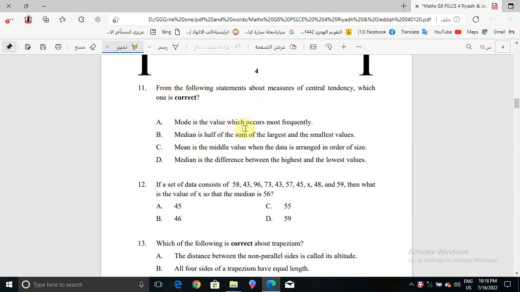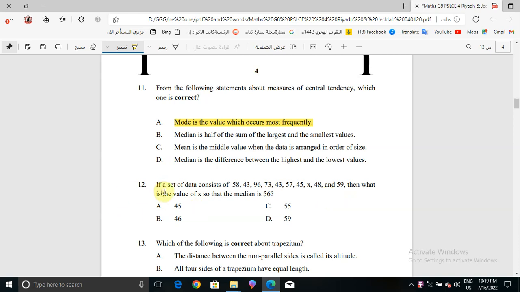Mode is the value which occurs most frequently. Yes. Median is half of the sum of the largest and the smallest values. No, it's not correct. Mean is the middle. No, it's not correct. Median is the difference between the highest and the lowest values. No, it's range, not median. So the correct answer for question number 11 will be: mode is the value which occurs most frequently.